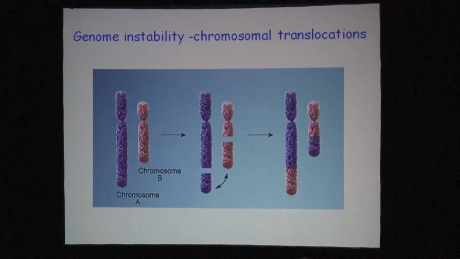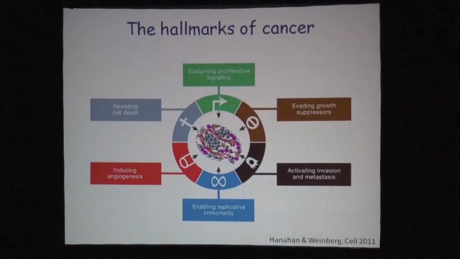Another consequence of breaks that we do have normally on a very, very low level, but it's a major process in cancer, is that we will have a break in one chromosome, a long one in this example, and another break in another chromosome, and then they will fuse or join incorrectly.